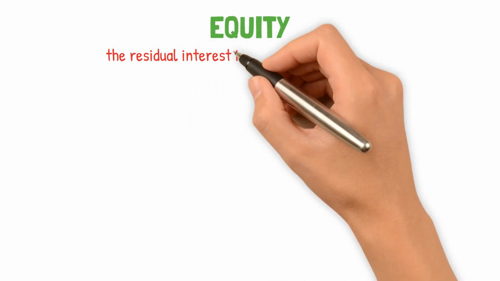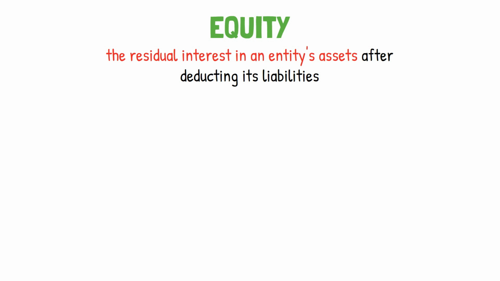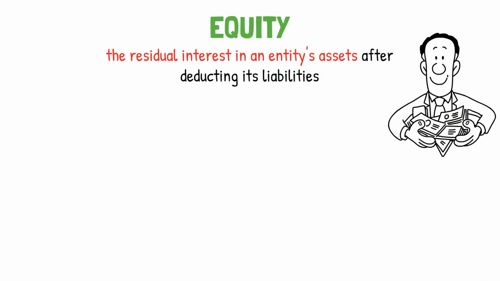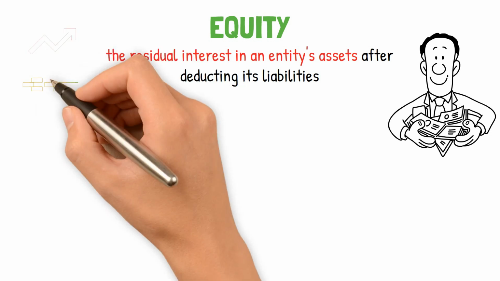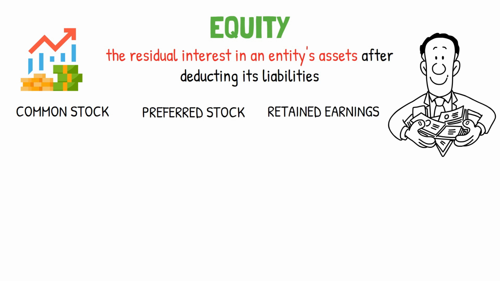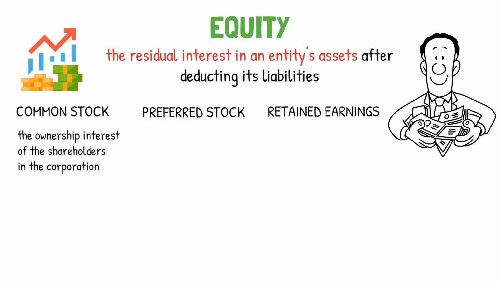Equity. Equity refers to the residual interest in an entity's assets after deducting its liabilities. In other words, equity represents the ownership interest of the owners or shareholders in an entity's assets. Equity can take different forms depending on the type of entity. Equity is typically represented by common stock, preferred stock, and retained earnings in a corporation. Common stock represents the ownership interest of the shareholders in the corporation.